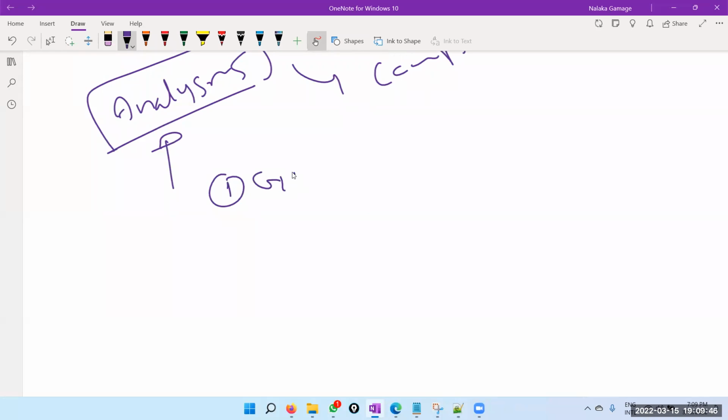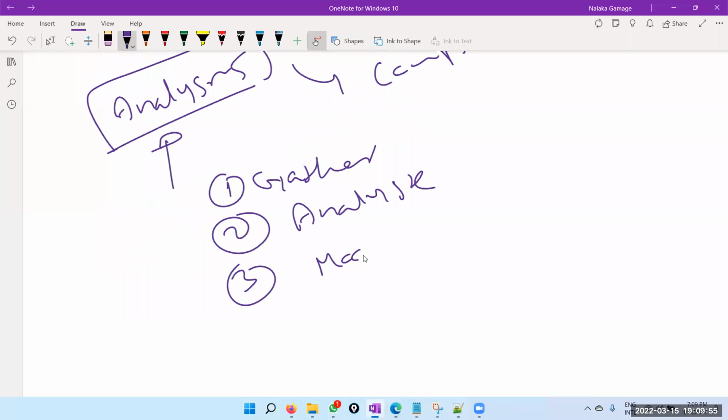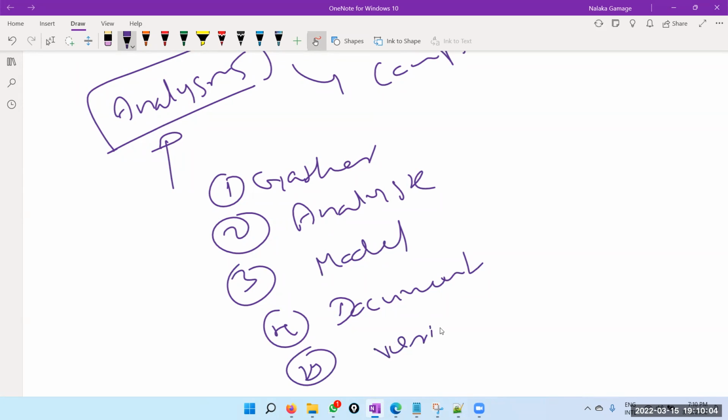We gather, analyze, model, document, which is actually part of the modeling, and verify. That is the approach. We gather requirements using different techniques we discussed, starting from interviews, questionnaires, observation, joint application development sessions, so meetings, and studying existing systems or similar systems. So that is gathering.